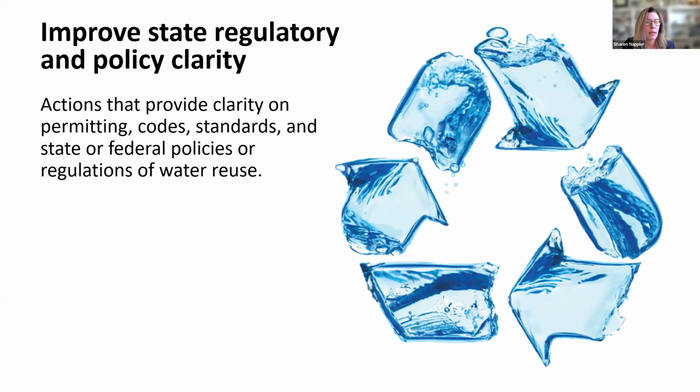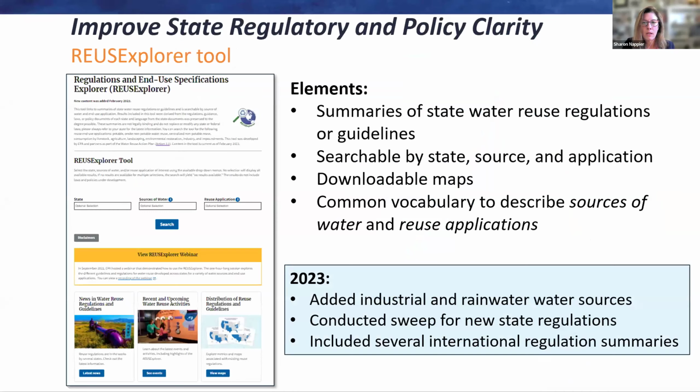So improving state regulatory policy clarity. If you don't know about this tool, I'm going to tell you a little bit about the Reuse Explorer. In 2022, we launched what we call the Reuse Explorer, which is the Regulation In-Use and Specification Explorer tool. The goal is really to support our states in their reg development and also to support our utilities and practitioners in understanding their own state regulations and what's happening across the United States.